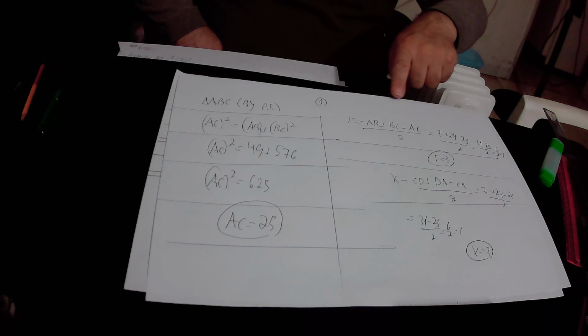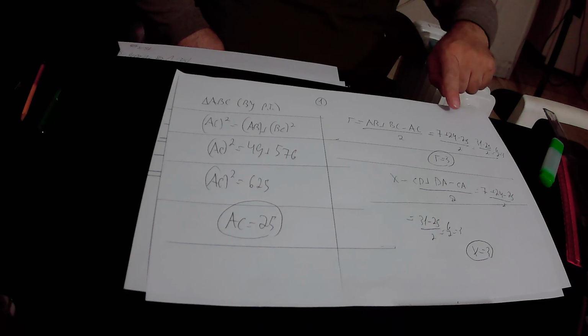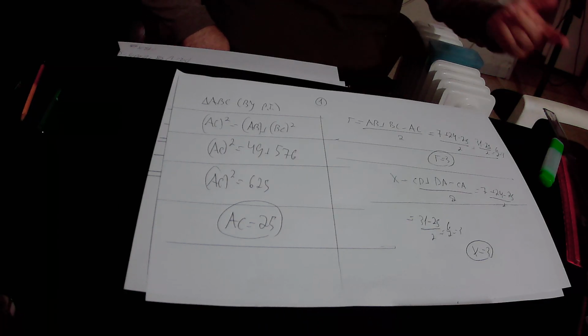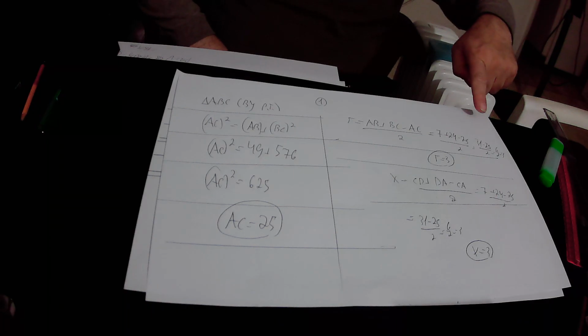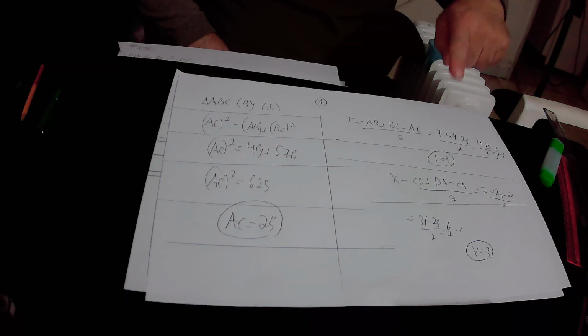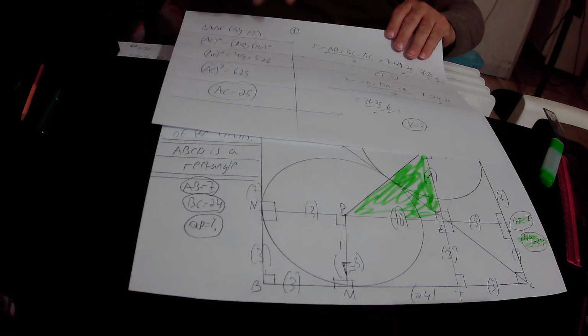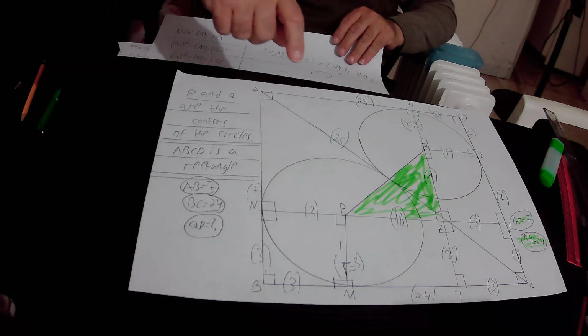AB is 7, BC is 24, minus AC that is 25, over 2. 7 plus 24 is 31, 31 minus 25 is 6, and 6 over 2 is 3. So we found out that the radius of this circle R equals 3 units.